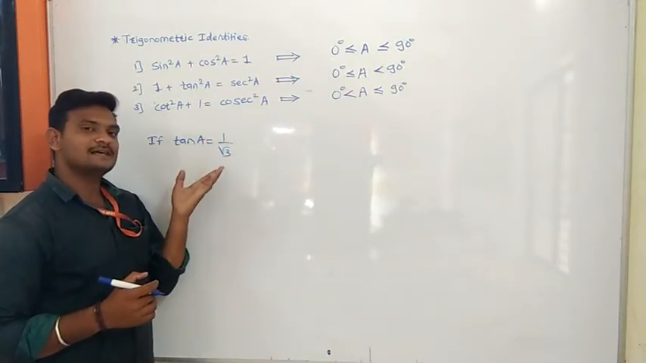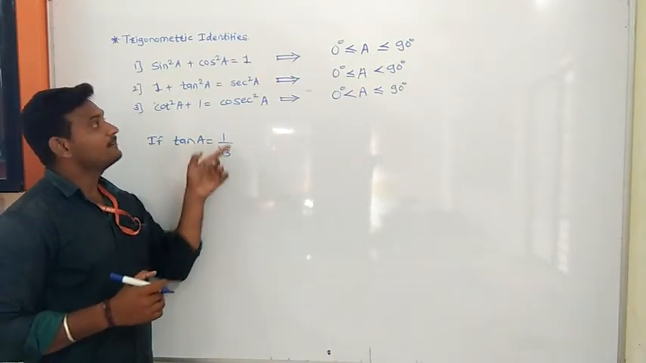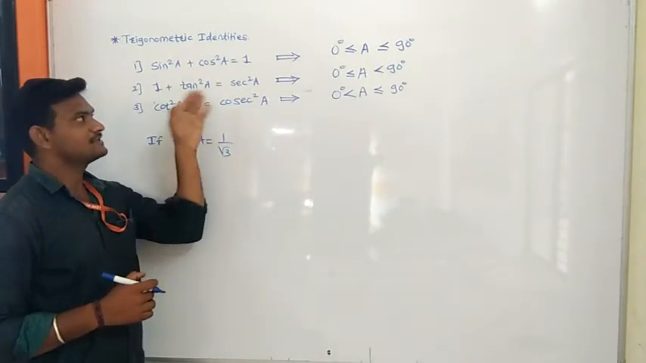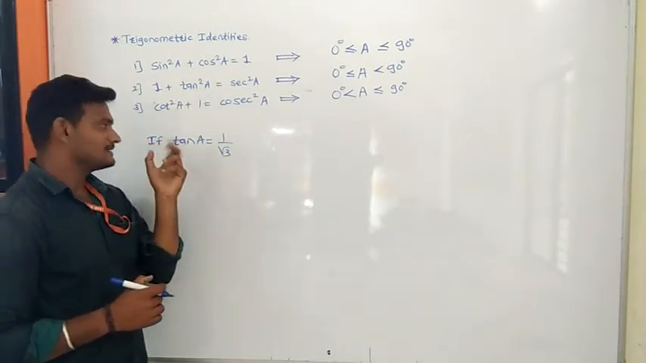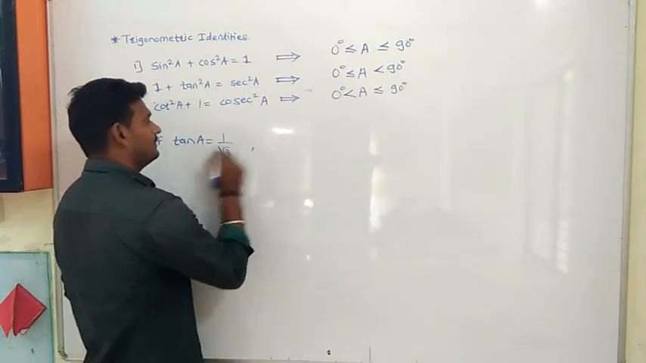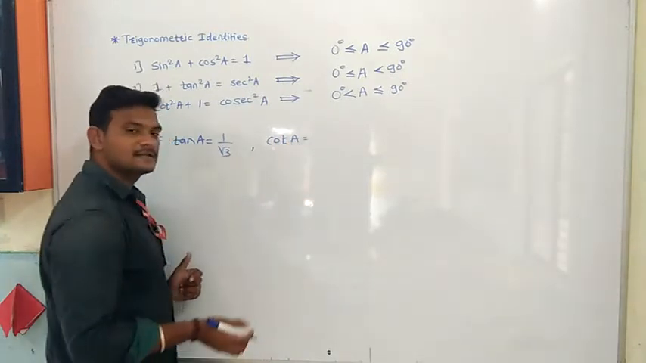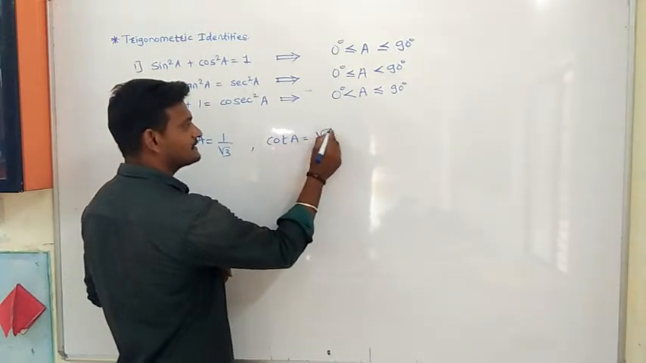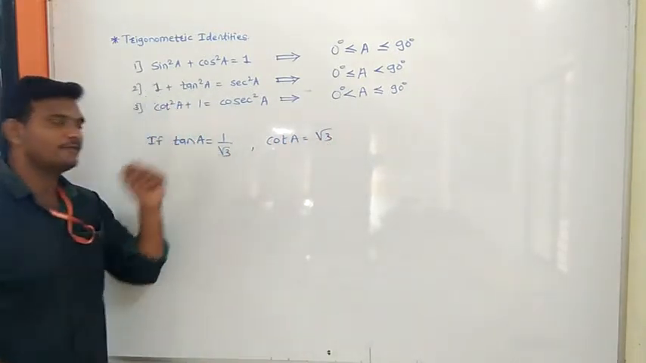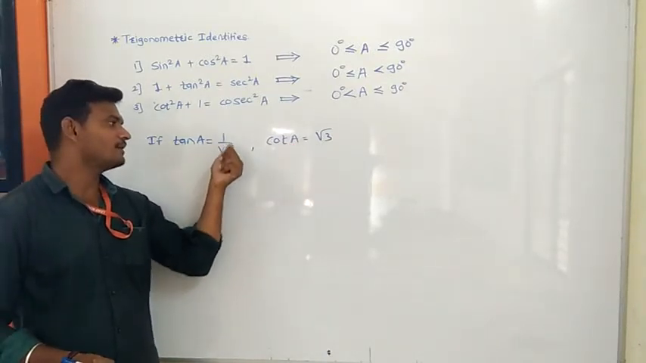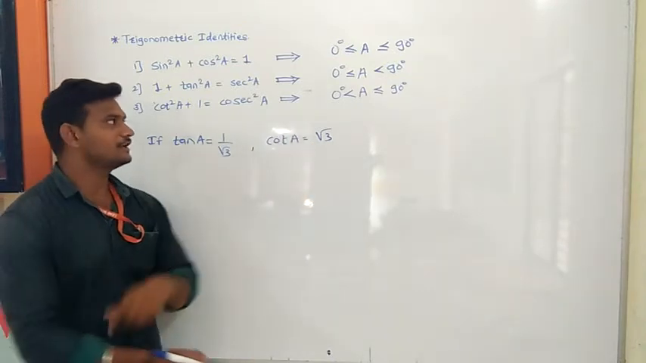By using the Pythagoras theorem also you can find. But here we have to use the trigonometric identities. Let us see how to find. If we know the tan of A, can we find cot of A? Cot of A is the reciprocal of tan of A. The reciprocal of 1 by root 3 is root 3.